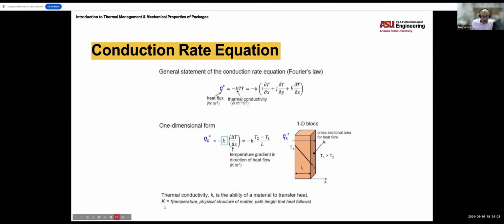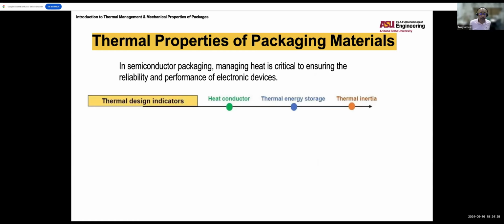So this thermal conductivity is a function of physical structure, temperature. Yes, some things, the thermal conductivity, like in copper, decreases as you increase the temperature. Okay. So now we're going to talk about some of the properties of packaging materials.